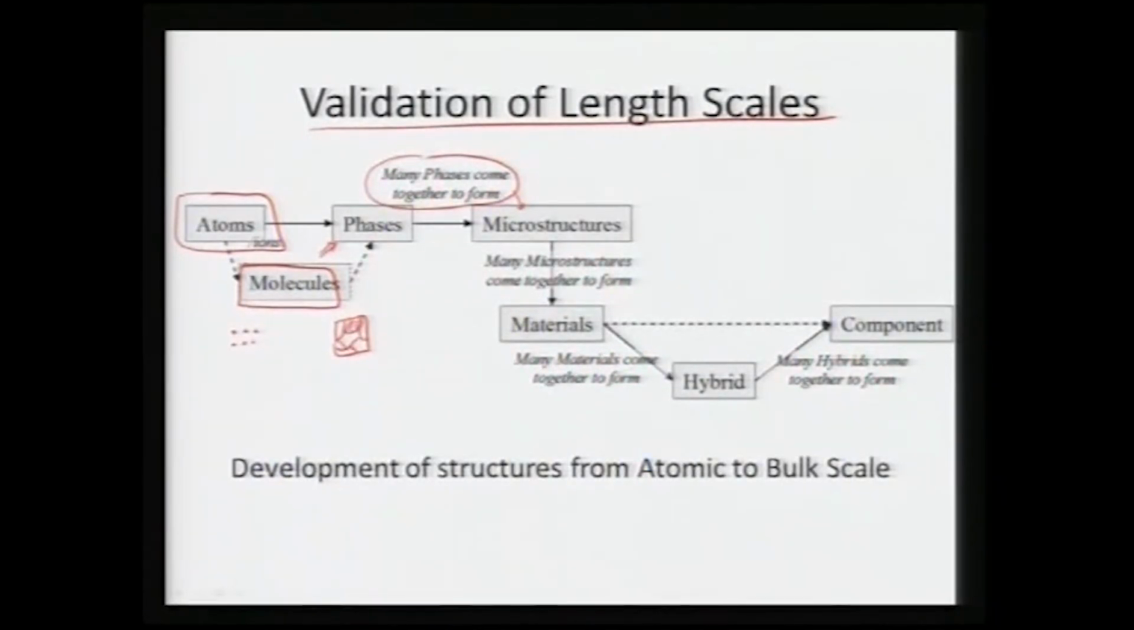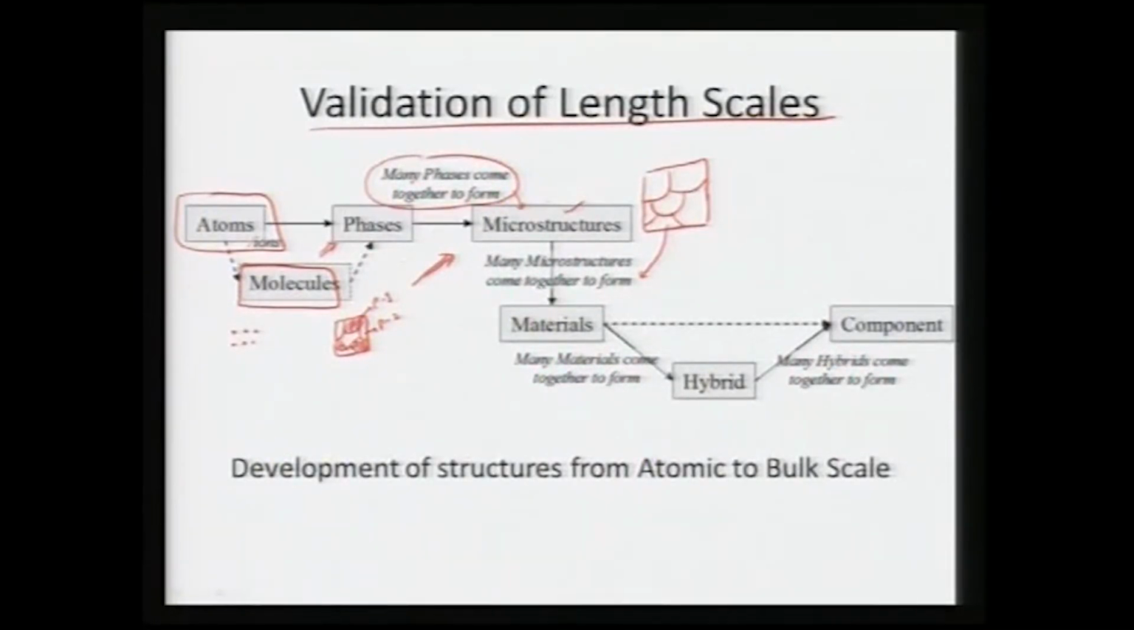So, we can see different phases: this is phase 1, this one is phase 2. Now, these are forming nothing but a microstructure. So, many phases come together to form a microstructure, and now many of these microstructures, it can be one type of microstructure, second type of microstructure. Now, we can see that many microstructures now comprise the material. So, we see in this case we have phase 1, phase 2.